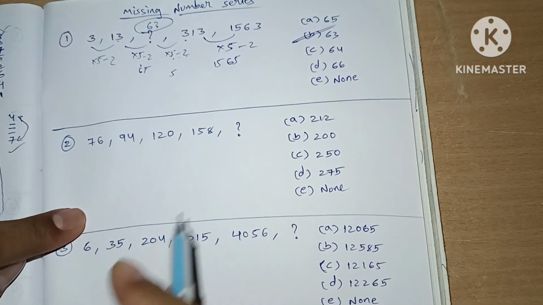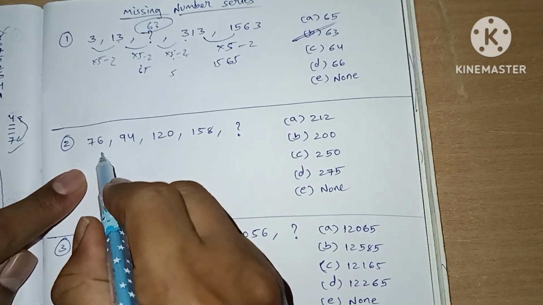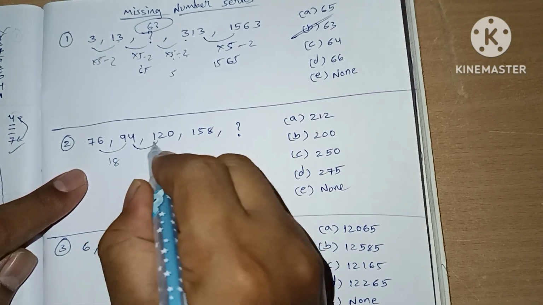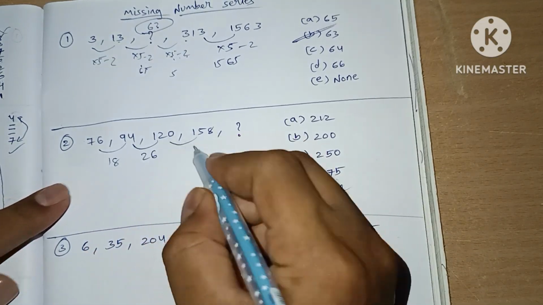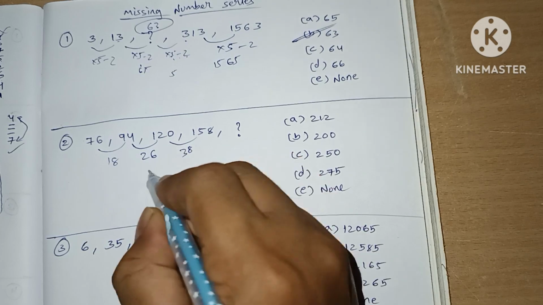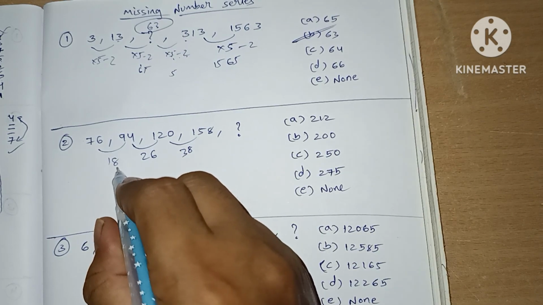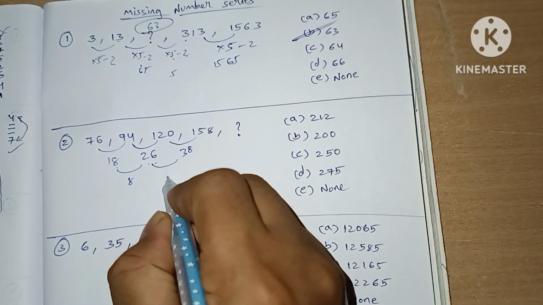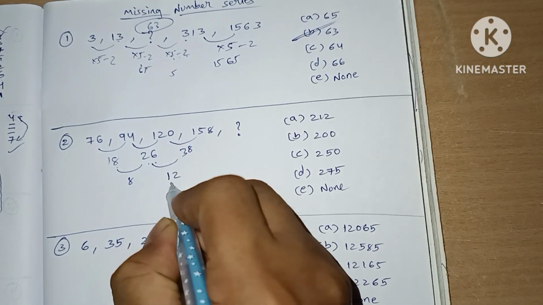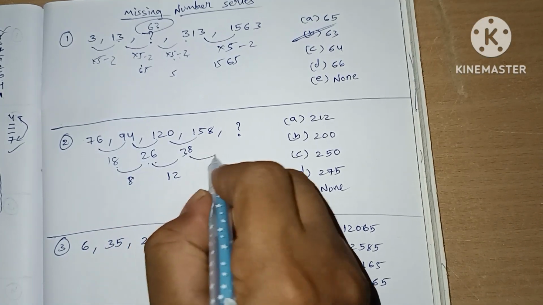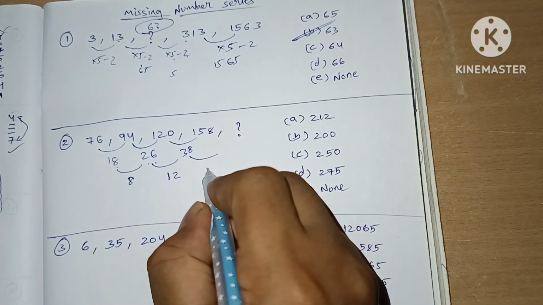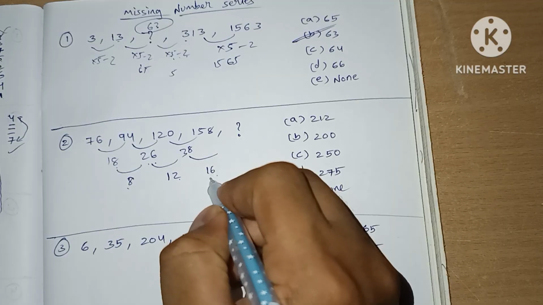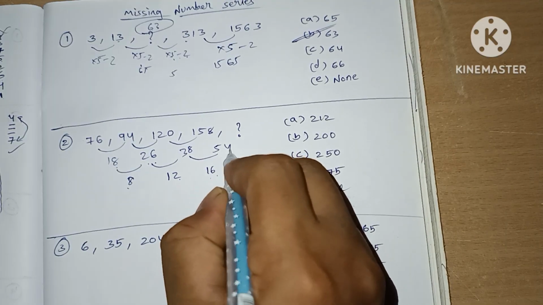Next, here we are going to see the differences between these numbers. Here the difference is 18. Here the difference is 26. Here the difference is 38. So there is a gap of 8. Here a gap of 12. So here there must be gap of 16. 8, 12, 16. So here gap 16 means 54.